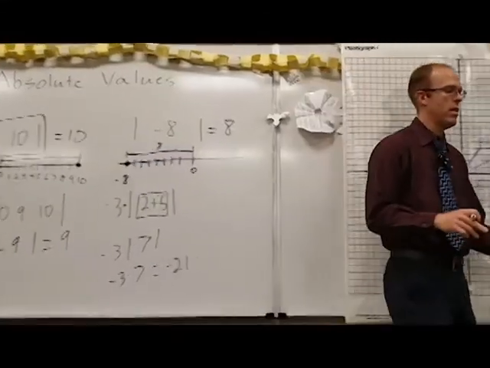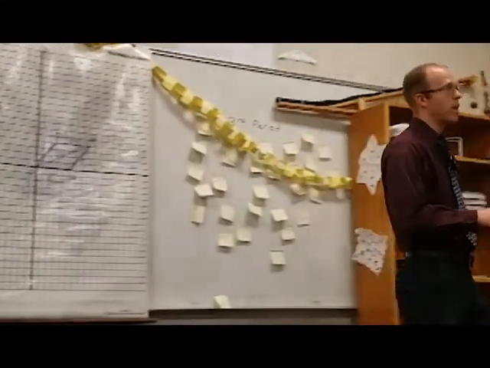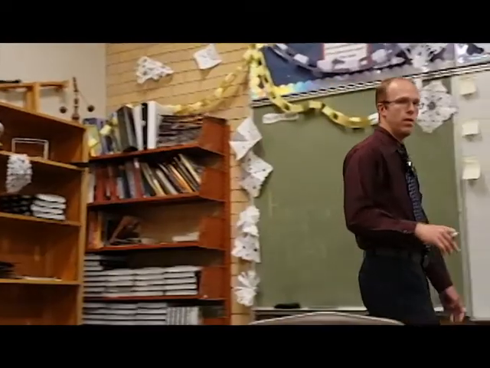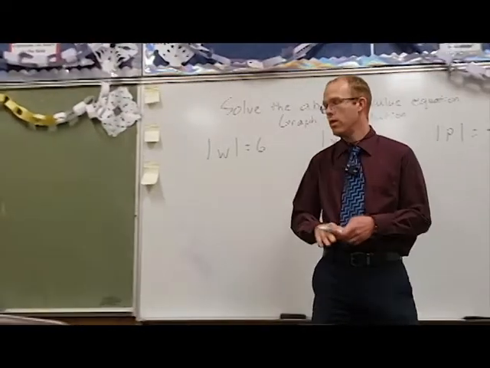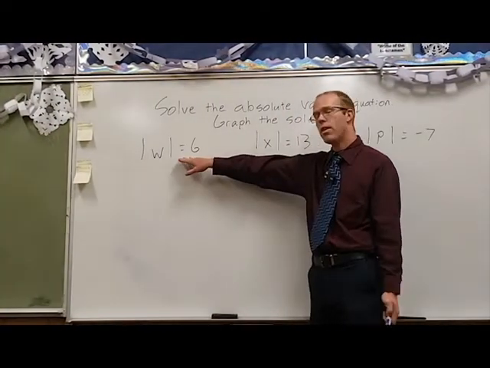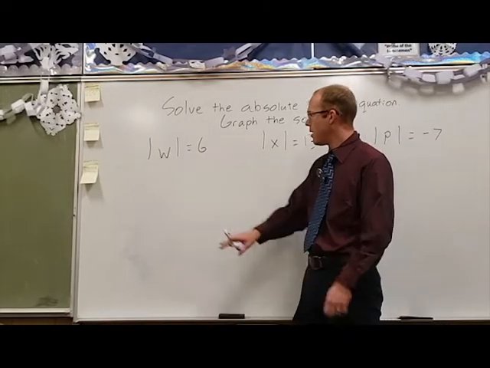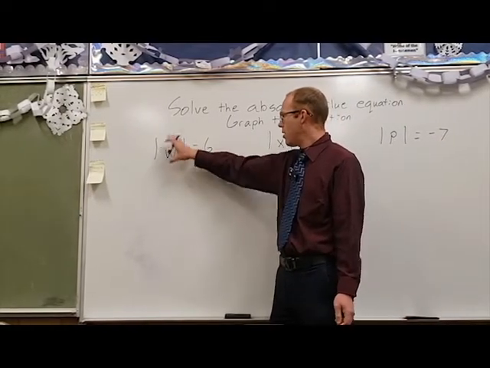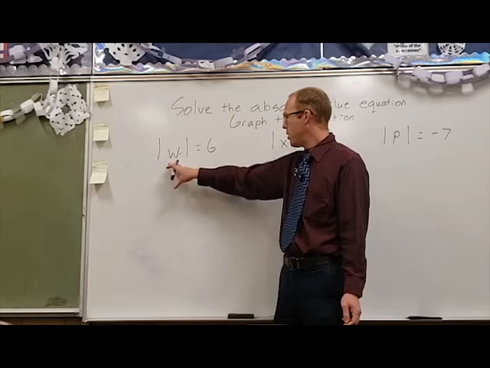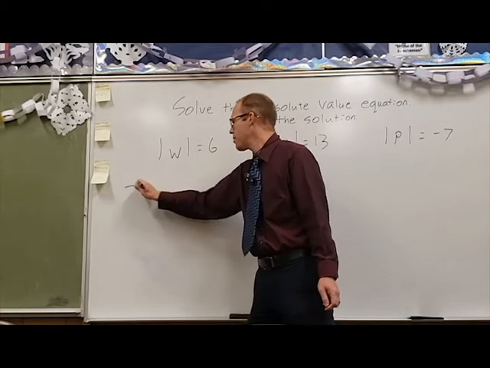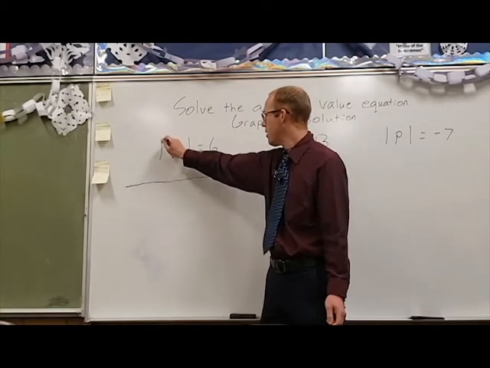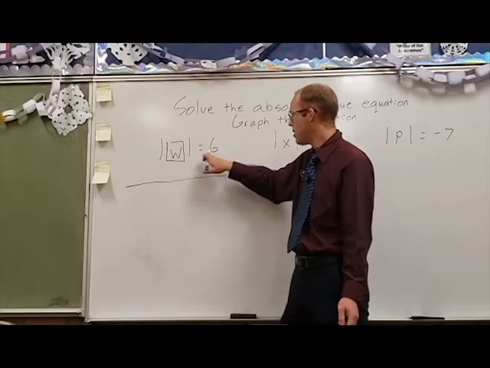Now that we have seen some absolute values, we're going to take a look at a few different equations and see what we can do to solve equations that involve absolute values. All right, our W right here is unknown. We want the absolute value of W to equal 6. That simply means that the distance of this number from 0 has to be 6.